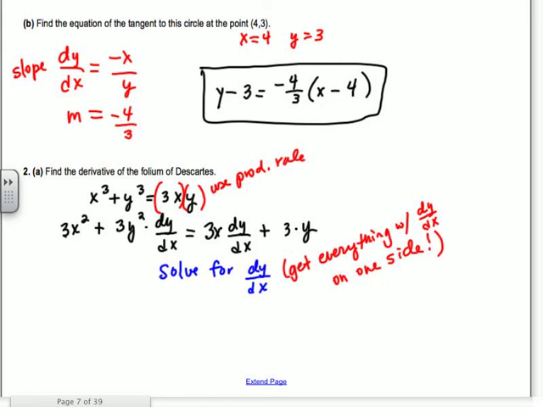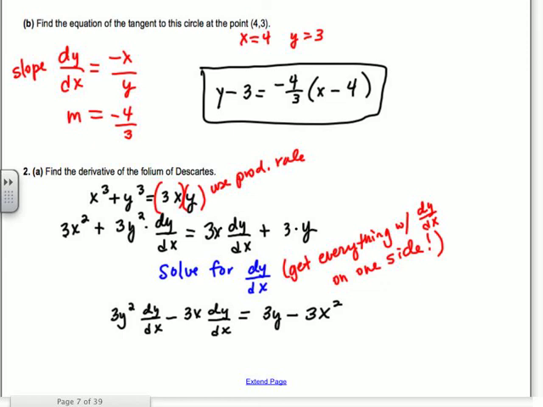Okay, so I'm going to subtract the 3x dy over dx to the left side. So I'm going to get 3y squared dy over dx minus 3x dy over dx equals 3y minus, I'm subtracting the 3x squared over now. Why is it 3x? Because wouldn't it just be the product rule? Yeah, it's 3x. Because you keep one normal, take the derivative of the second one. It doesn't matter what order you do it in.